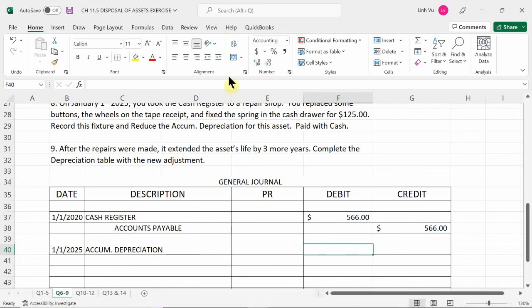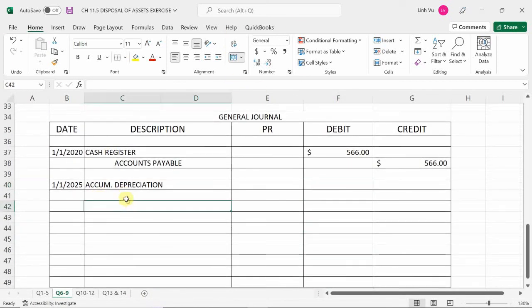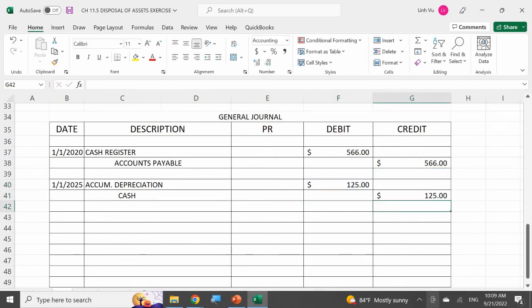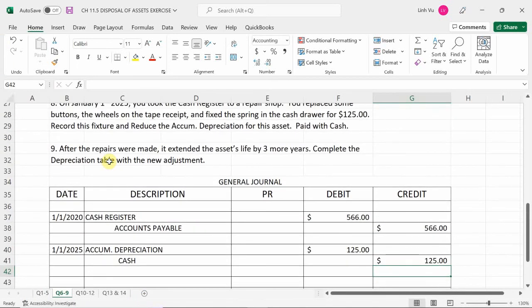Okay. And then how did you pay for it? Cash. You paid it with cash, right? Right. So how much did I pay for? $125. Okay? So in this case, what is going to happen? Because I am taking the fixtures and I'm putting it into my accumulated depreciation. So what would happen then? Okay? So that would be question number 9.